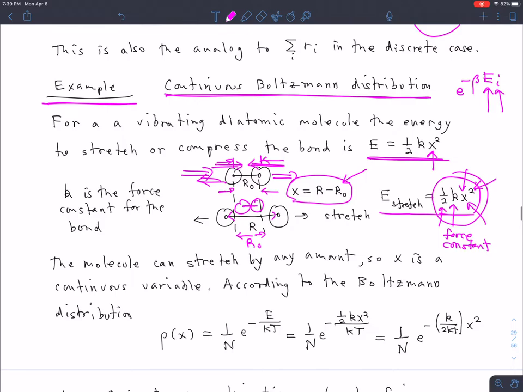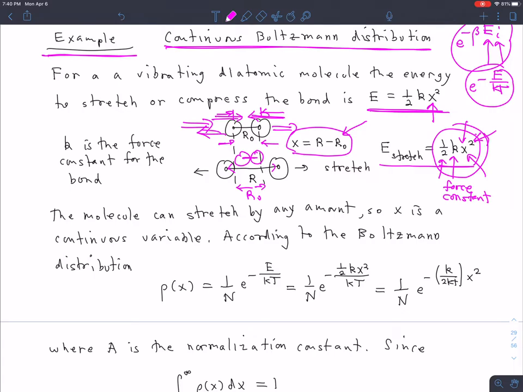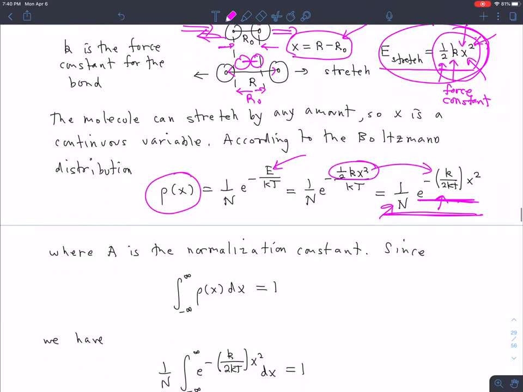A Boltzmann factor, a Boltzmann distribution, is always e to the minus energy over kT, or e to the minus beta energy of some kind. In this case, here's our energy, so we're going to put that up in place where energy goes, and that's what we've done here. I've put my bond stretching or compression energy up there in the energy slot. And that means that I want my probability distribution, my Boltzmann distribution, to be this function, but I got to normalize it. This by itself is not yet normalized, and I got to fix that.